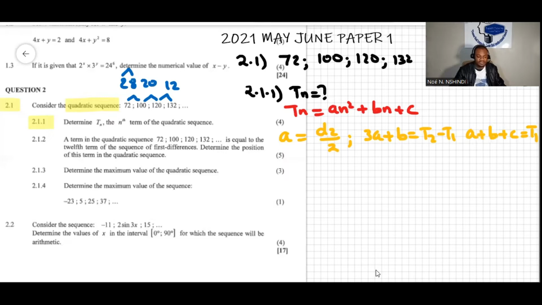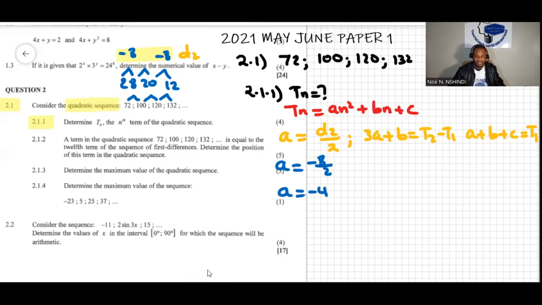Now the second difference, okay, I want to do 20 minus 28, which is -8, and then 12 minus 20 is -8. So this is the constant difference, I call it D2. Now we can substitute this over here. So A is going to be equal to -8 over 2. Then A will be equal to -4.